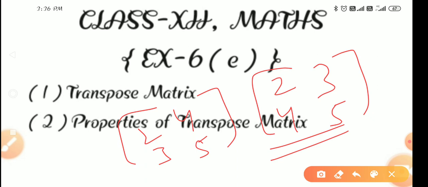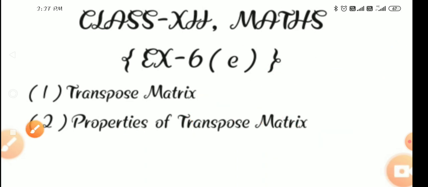Suppose the given matrix is denoted by A, then the transpose will be denoted by A dash or A T. A T also you can write here, and A dash also you can write here. So this is the transpose of a matrix, and this point also you have studied in class 10th. Now what is new? Properties of transpose matrix. So properties you are going to study.